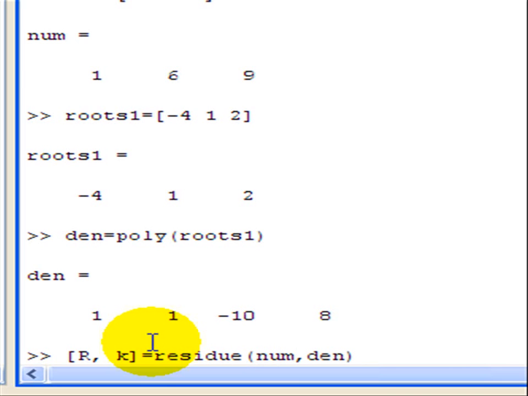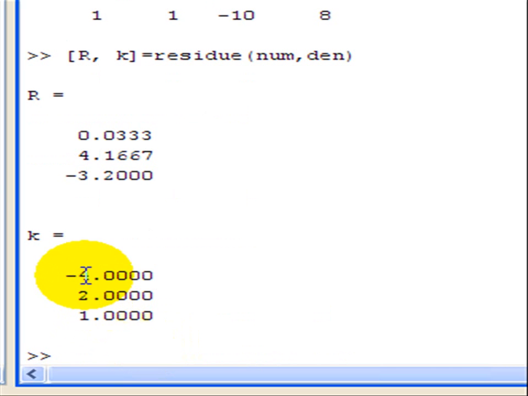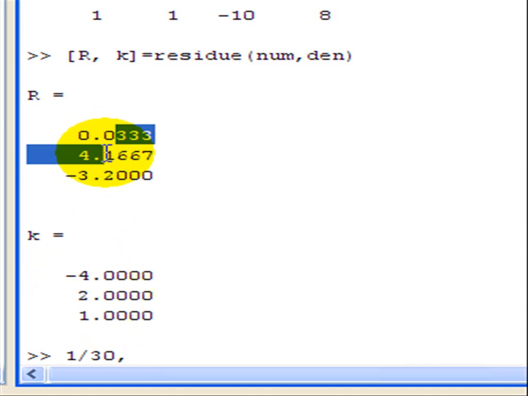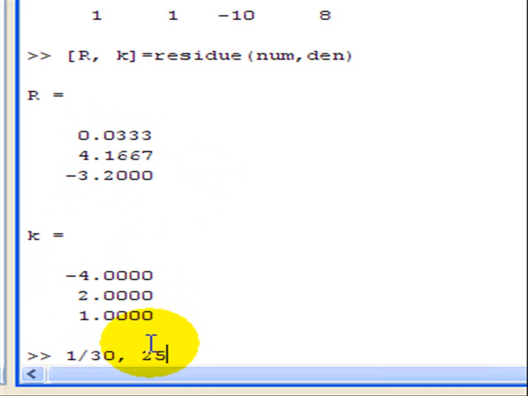What we have is the following. We get back our roots, negative 4, 2, and 1. Associated with the root negative 4 is a coefficient of 0.0333, and I'll show you that's the fraction of 1 divided by 30. And then associated with the root 2, we have 4.1667, and that's simply 25 divided by 6. And then negative 3.2 is associated with 16 divided by 5.